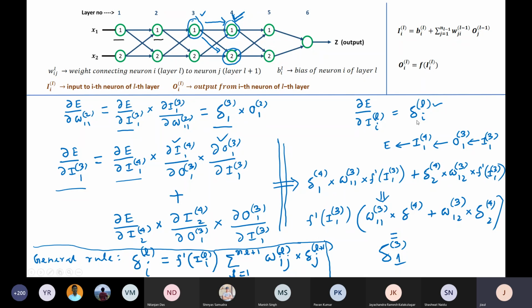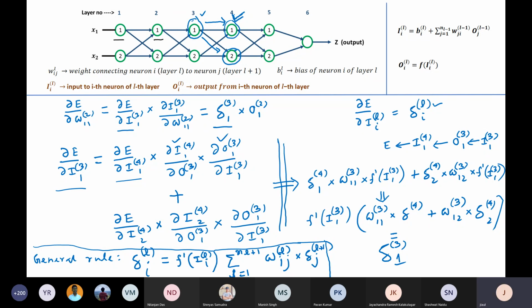Can we write the summation term as delta L I? Your voice is very faint. Can we write the summation term as delta L I? Whatever you have written in the summation, can we write that as delta L I? Why do you want to write it this way? Do you want to introduce a new notation?